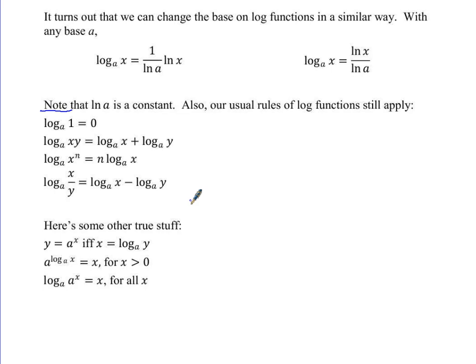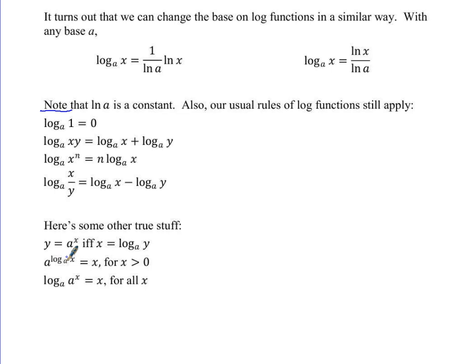Some other true stuff down at the bottom. Y equals a to the x. The IFF is not a typo. That is if and only if. That's shorthand for if and only if, in case you've never seen that before. X is equal to log base a y. So that means if we have this, we can go this way because of that if and only if. And the way that's written, we can go this way also. If I take the log base a of my answer, I get my exponent, just like I do up here. That's all that's saying.